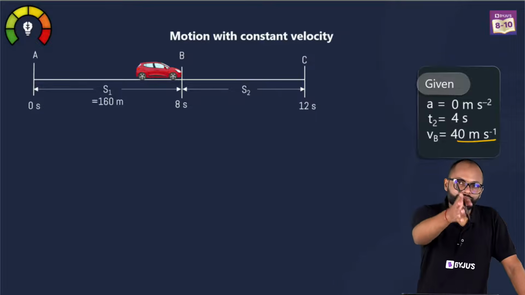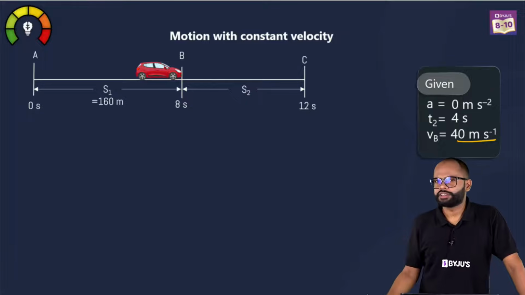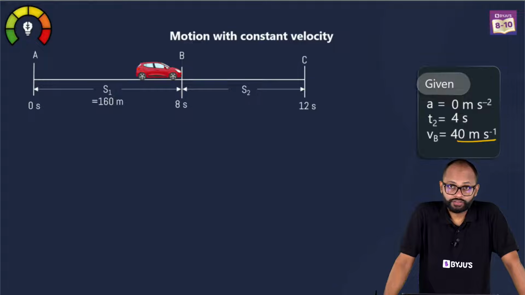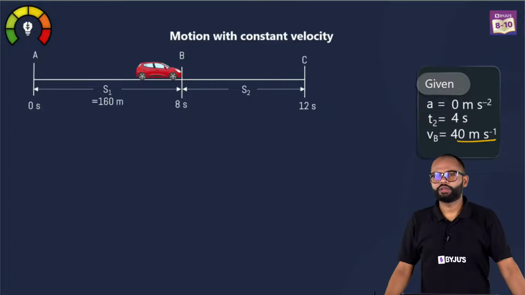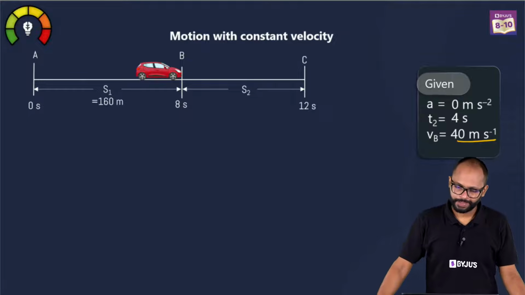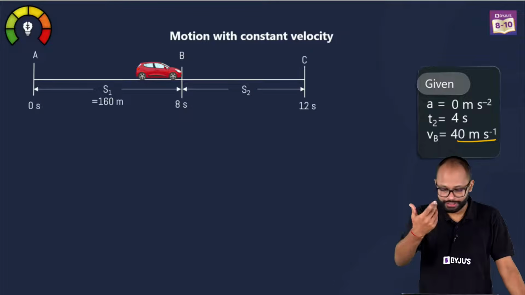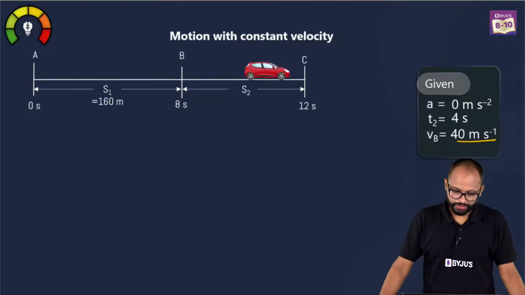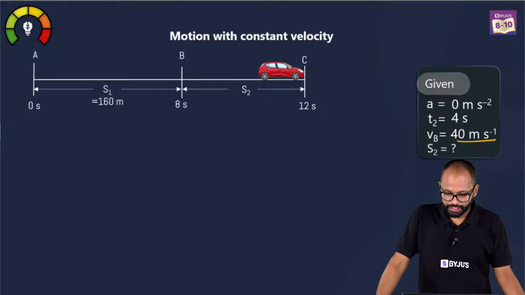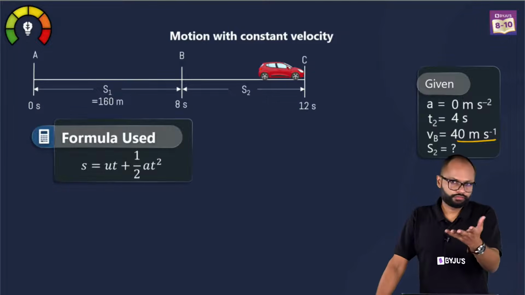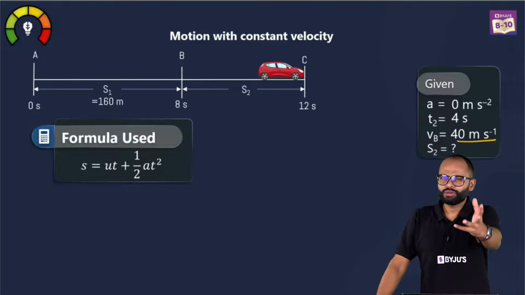Now it is moving with a constant velocity. You have to find displacement or distance because it's a straight line motion. How will you find it? Do you want to use an equation? Yes, you can. You can use the second equation again from B to C, constant velocity. No problem with this. But do you really want to use it?